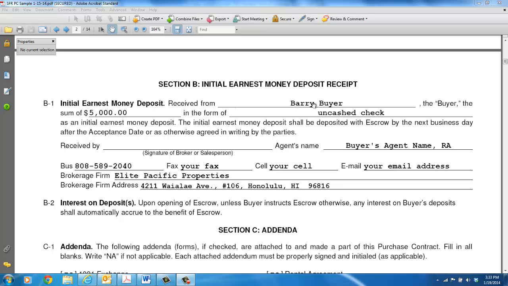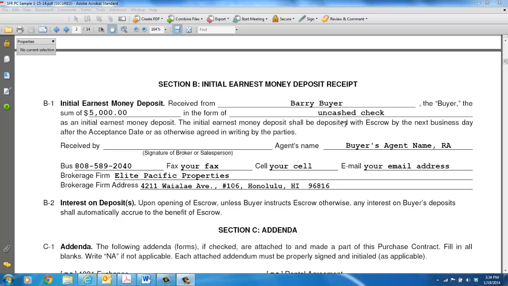The received from line here, obviously if you have a client, his name is not going to be Barry Buyer. As a reminder, make sure you don't put whatever's in this sample on your contract. You're going to need to actually type out your client's name. I know that sounds silly, but I've seen people do it, so be careful. Put your client's name here, however it appears on their check. On the next line, you're going to put down the actual amount of their initial deposit. In this case, it's $5,000.